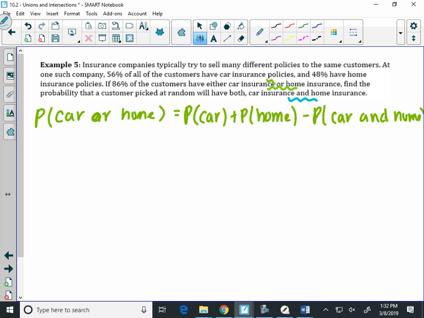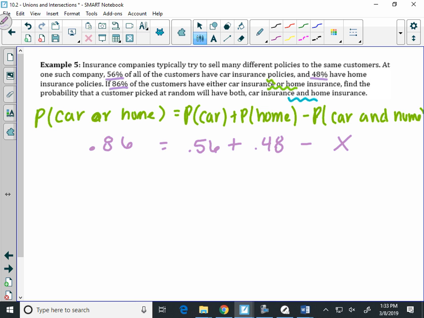Okay? Well, let's fill in our numbers. Whenever you're given percents and we're trying to solve, write them as decimals. So the amount that had car or home was 86%. If you divide that by 100, that gives you 0.86. The OR is equal to car. Well, 56% had car insurance, so 0.56, plus 48% had home insurance, 0.48, minus, we don't know how many people had car and home, so I like to put X for there. If I don't know what it is, I just put X.